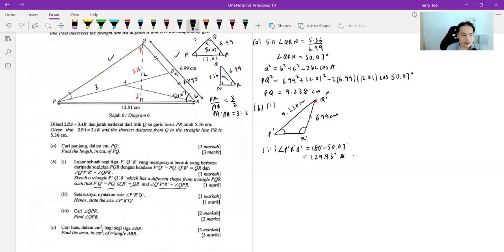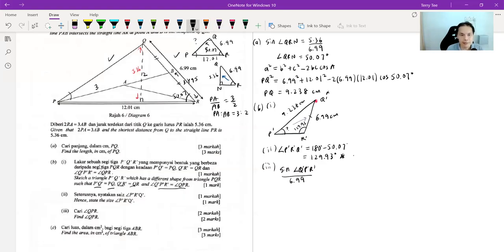Next we want to calculate angle QPR, this angle here. We already know this is 129.93. I define this angle here. In fact, we know the length and the opposite angle, or should I say the angle and the opposite length. So we can use the sine rule. The sine rule works like this. If you're finding angle Q prime P prime R prime, the opposite length is 6.99. So you're going to divide by 6.99.